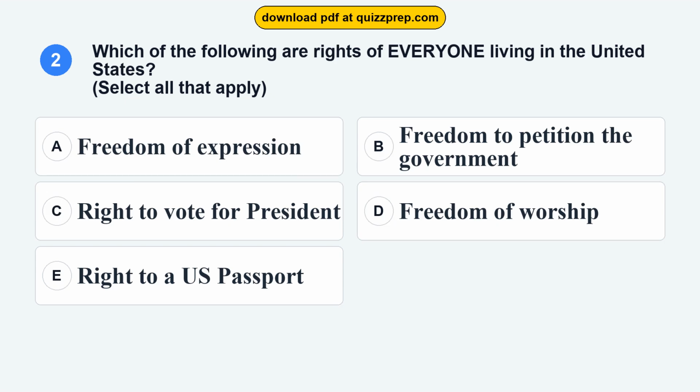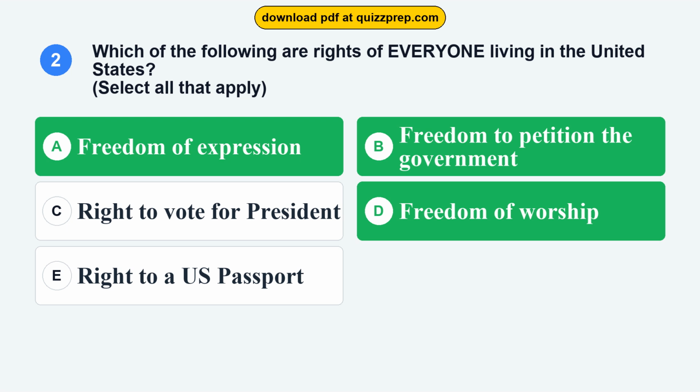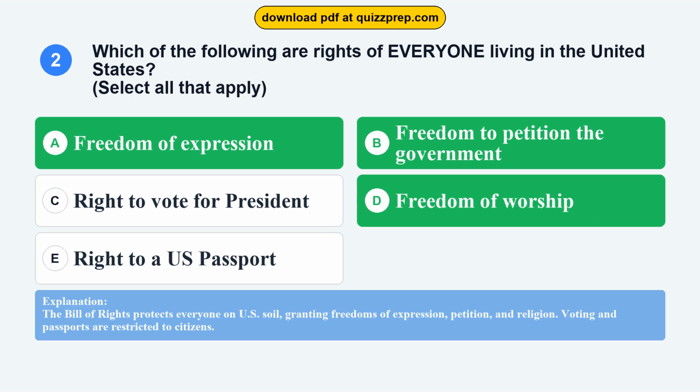Question 2. Which of the following are rights of everyone living in the United States? Option A, freedom of expression. Option B, freedom to petition the government. Option C, right to vote for president. Option D, freedom of worship. Option E, right to a U.S. passport. The correct answers are options A and B and D. Freedom of expression, freedom to petition the government, freedom of worship. The Bill of Rights protects everyone on U.S. soil, granting freedoms of expression, petition, and religion. Voting and passports are restricted to citizens.